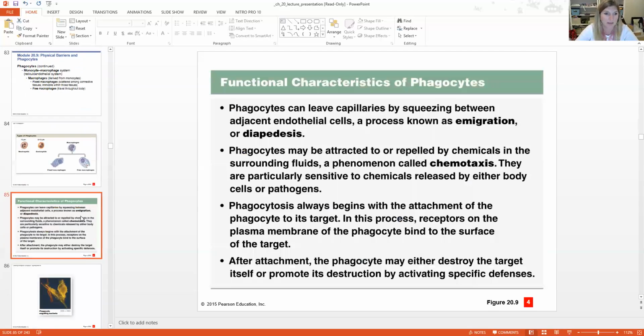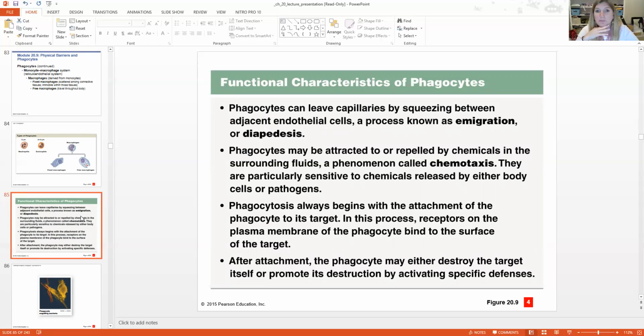up debris and bacteria. Here are some of the functional characteristics of phagocytes. They can actually leave the capillaries, as we've mentioned. This is called immigration or diapedesis. Right? This is just the migration or the movement of these cells into and out of different tissue areas. The phagocytes can be attracted by chemicals, called chemotaxis. So they kind of smell, in a way, that there is damaged tissue or that there is a pathogen in the area, and they can respond accordingly.